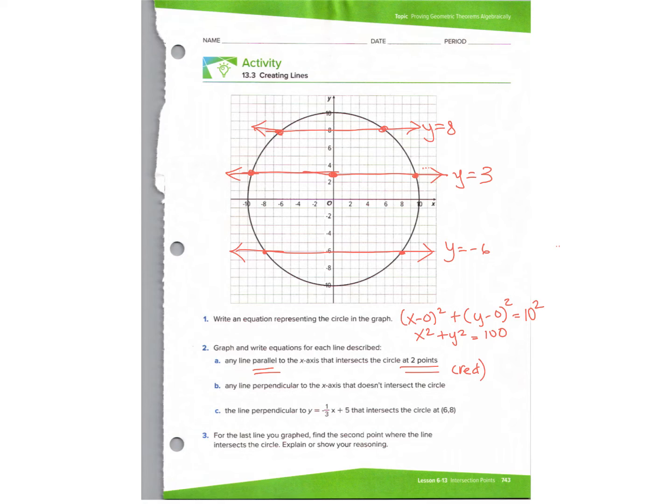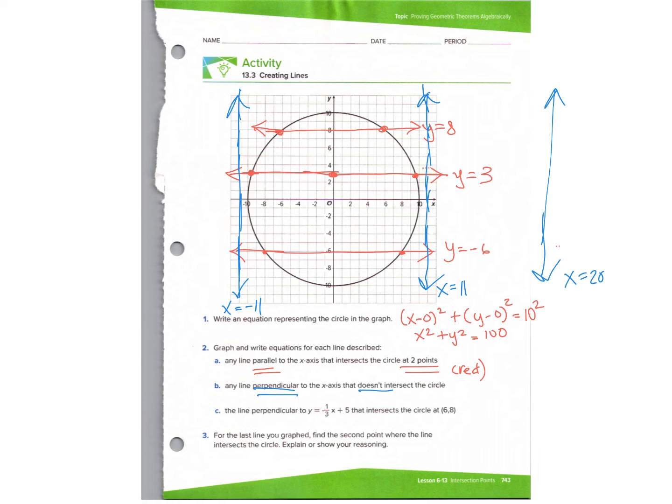So now let's take a look at the next one. It says any line perpendicular to the x-axis. So these are vertical lines, but this time I don't want it to intersect. So it needs to be outside my circle. Well, just looking at my graph, I can tell, for example, negative 11 is outside my circle. So this is a vertical line. Vertical lines are x equals equations. So x equals negative 11 works. X equals positive 11 would work. X equals 20. Sure, that's way off and not intersecting my graph.